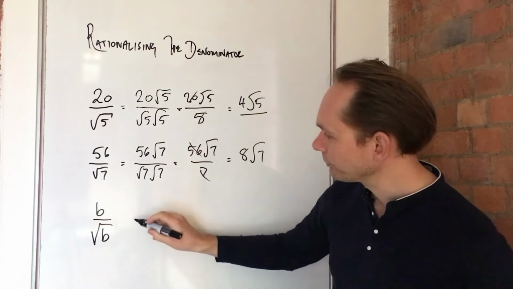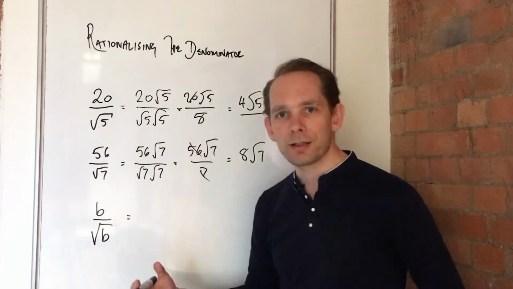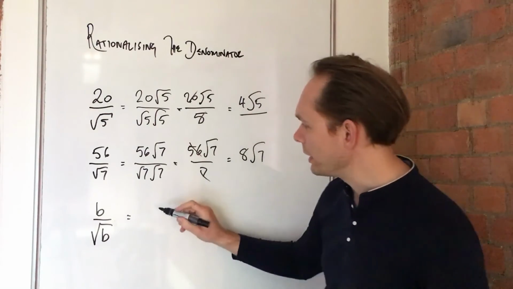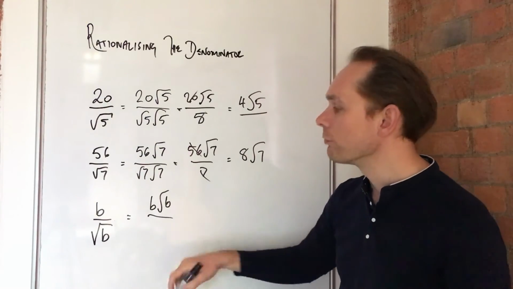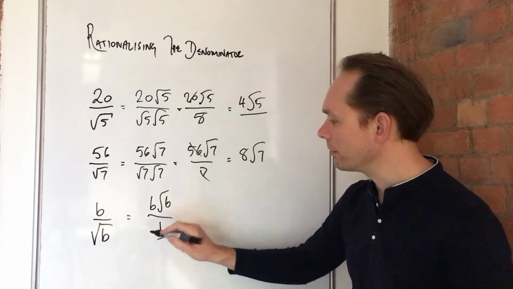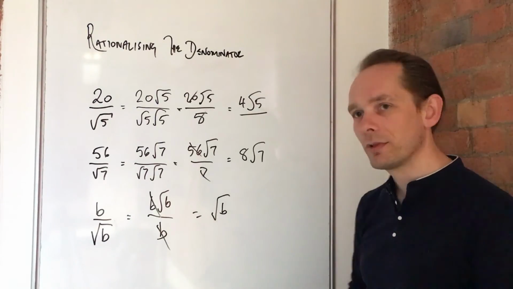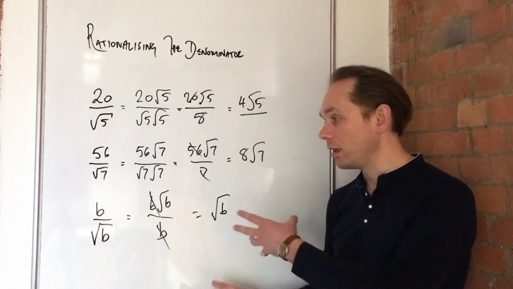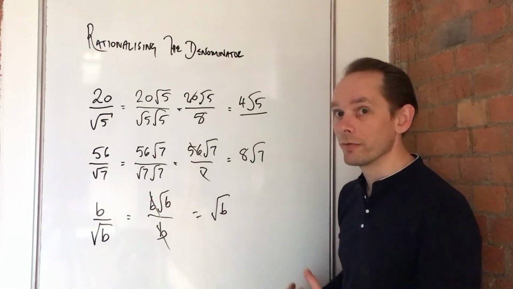The same one again. b over root b, you quite often see them algebraically done, and you'll notice they have a very convenient ending. You get b root b over root b times root b, I'm just going to write it, b. That cancels out, and you get square root of b. So you often see that actually with letters, or even 5 over root 5 ends up being root 5.